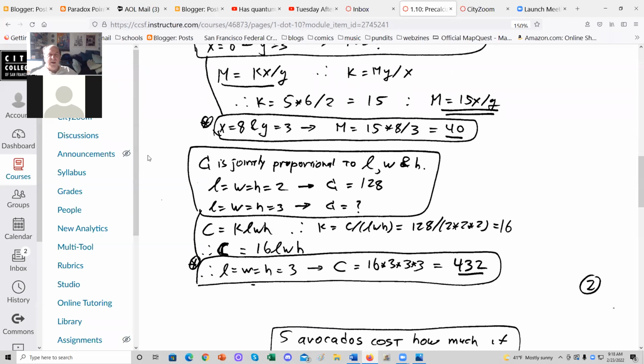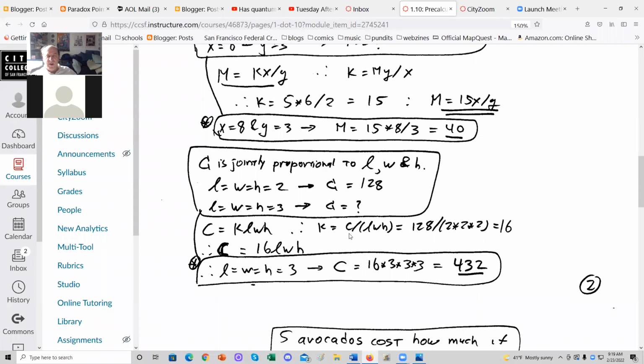Here we have C is jointly proportional to L, W, and H. When L, W, and H are all equal to 2, then C equals 128. If L, W, and H are 3, then what is C? All right, here. C is jointly proportional to L, W, and H. So C equals constant K times L times W times H. So to complete the formula, we need to find K.